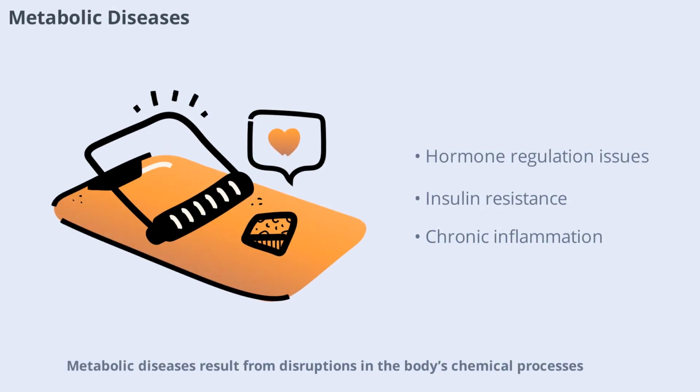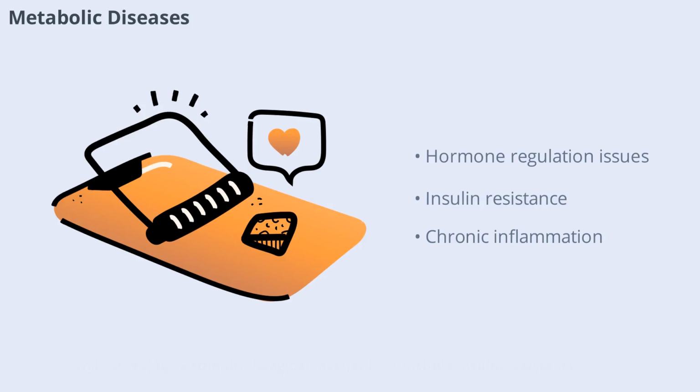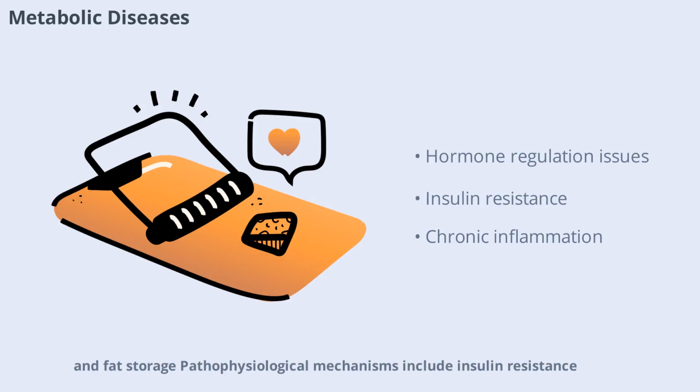Metabolic diseases result from disruptions in the body's chemical processes. Diabetes, obesity, and metabolic syndrome are common examples. These conditions involve problems with hormone regulation, energy production, and fat storage. Pathophysiological mechanisms include insulin resistance, abnormal lipid metabolism, and chronic inflammation. Understanding these processes helps in designing lifestyle interventions and medications to manage metabolic health.